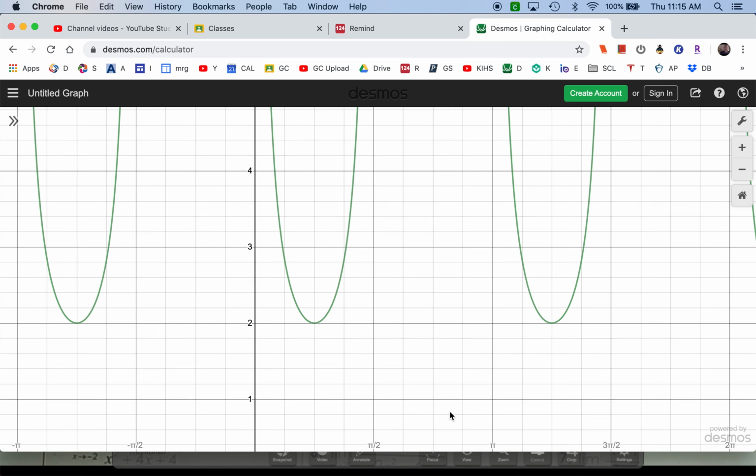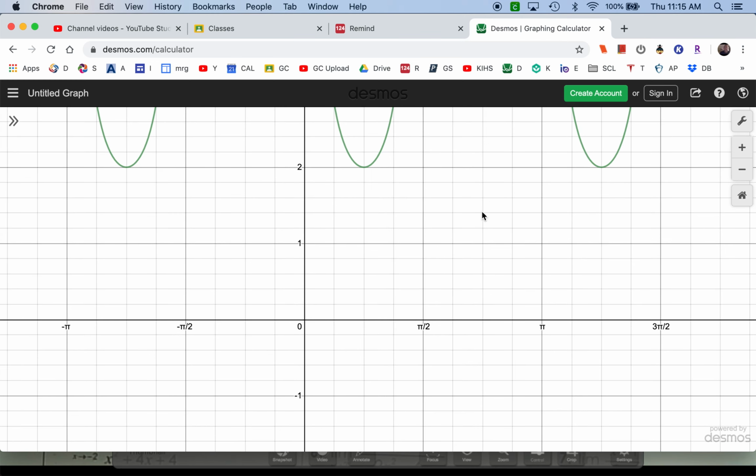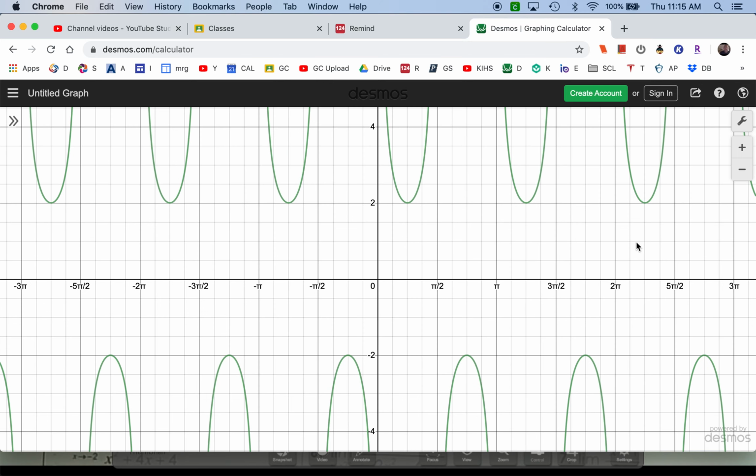So what's happening at pi over 2? I want you to notice, and if I can zoom out here, at pi over 2, on the left, it's going up forever, and then to the right, it's going down forever. So the left end behavior is -infinity, and the right end behavior is +infinity.